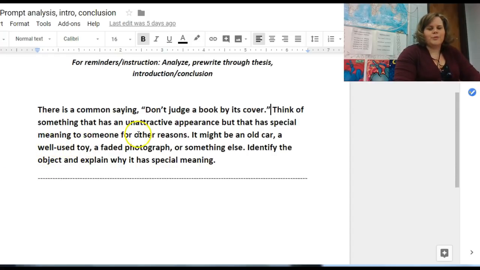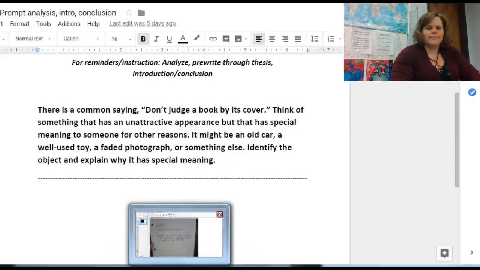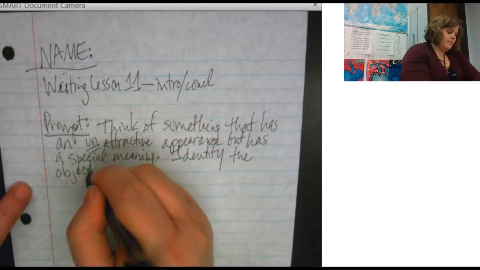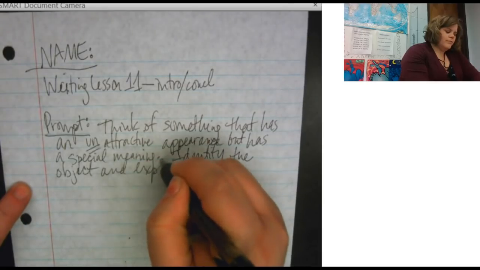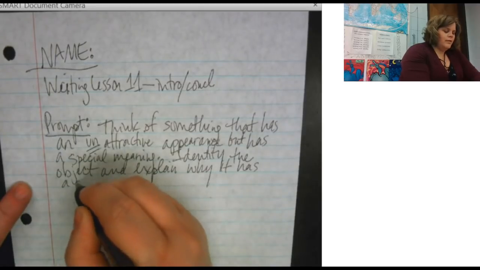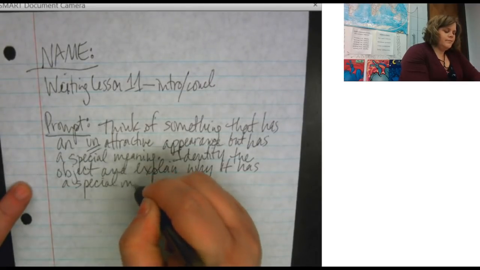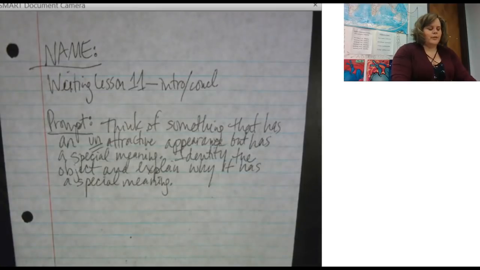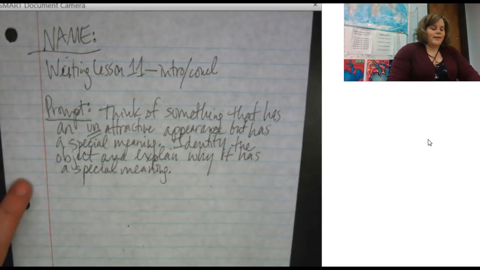I don't think we need the part about the toy or photo because that's just examples, so let's just finish the rest of it. Identify the object and explain why it has a special meaning. All right. So far, the only thing you have on your paper is your name and the prompt, and we'll pause for one. Okay, so what's next?